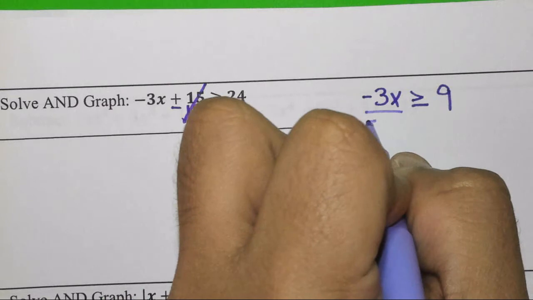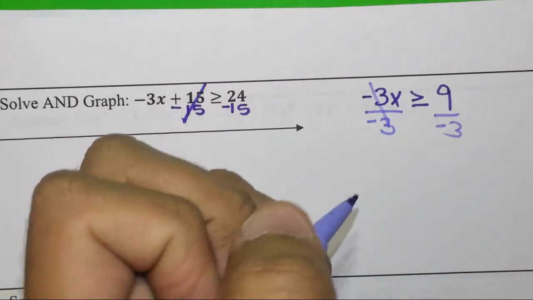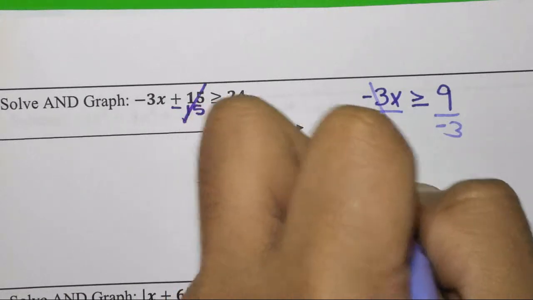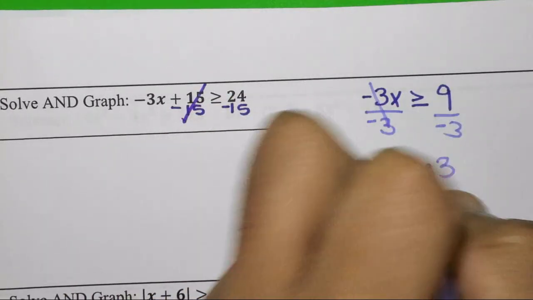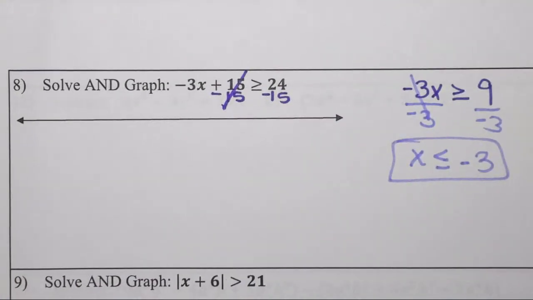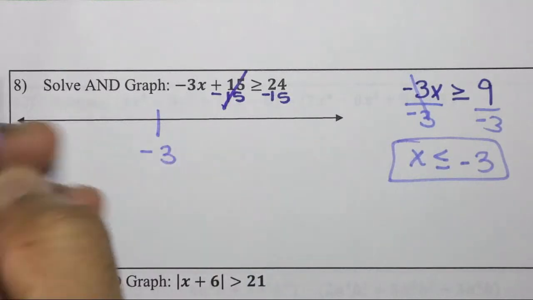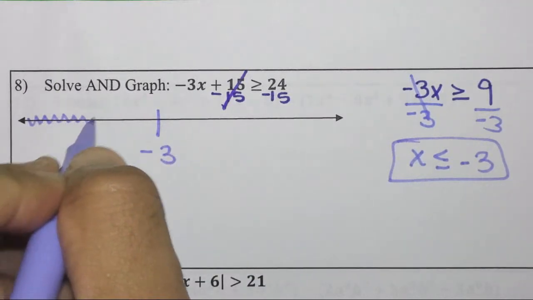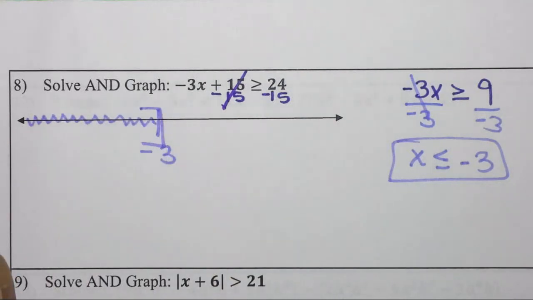Divide by negative 3. Because you're dividing or multiplying by a negative, you got to flip the inequality, and then you get a negative 3 as your answer. So x is less than or equal to negative 3. Negative 3. Shade towards the left, and it's going to be a bracket.